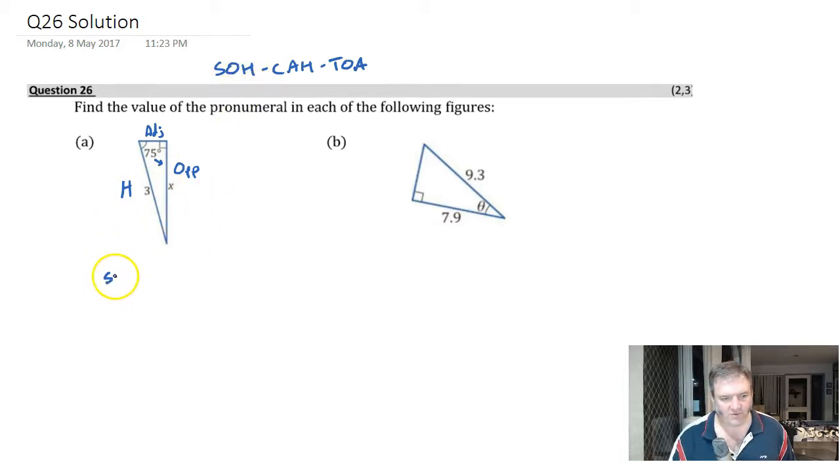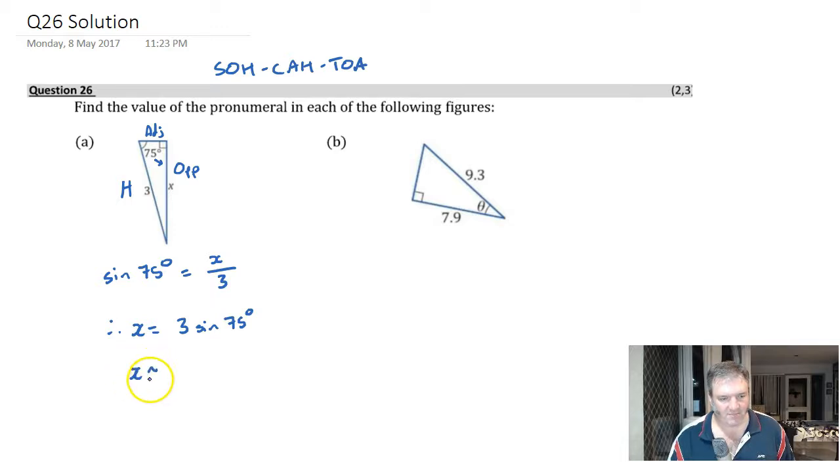So I would write out my rule. Sine of 75 degrees equals the opposite side, x, divided by the hypotenuse of 3. x equals 3 sine 75 degrees. That's a beautiful exact answer.